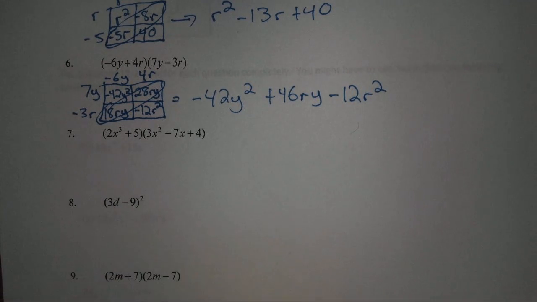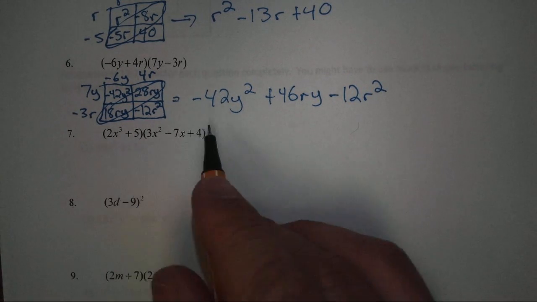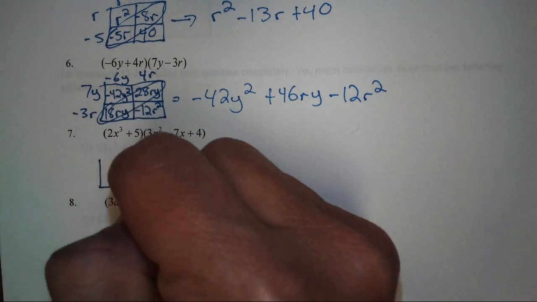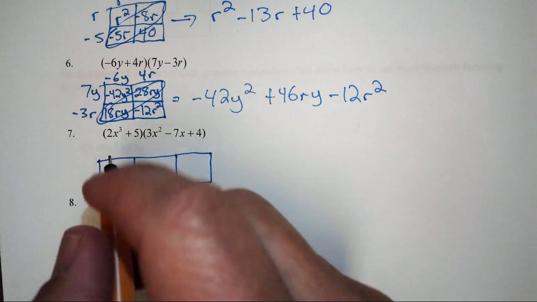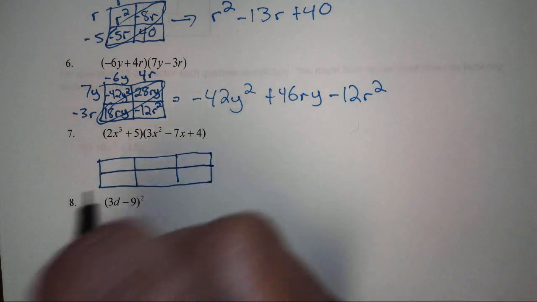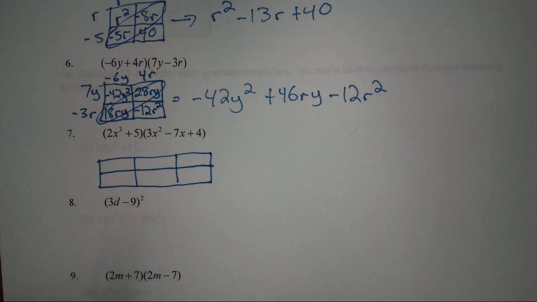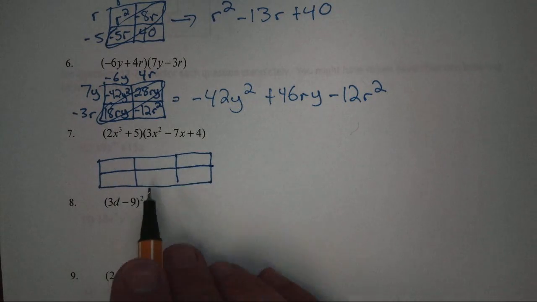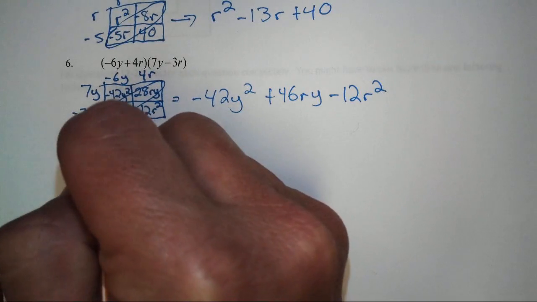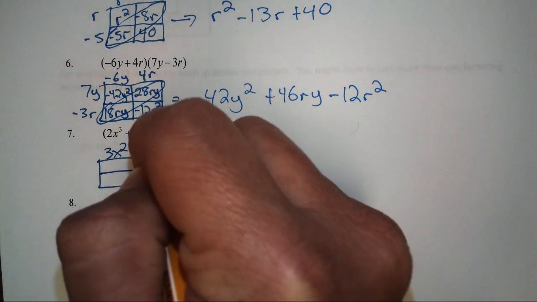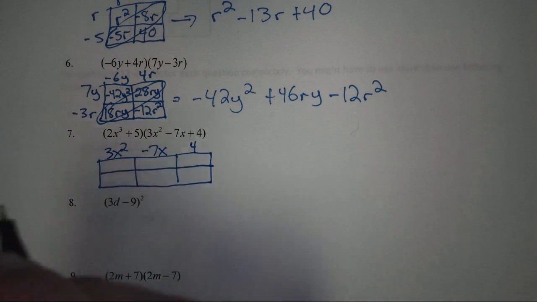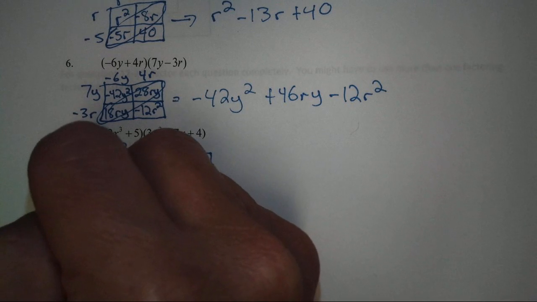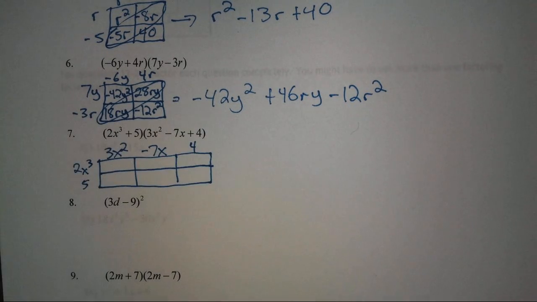Now we go to number 7. So here again, I'm going to multiply, so I'm going to use that box. This time, though, I've got 3 terms in one of my parentheses. So that means I've got to have either an extra column or an extra row. So I just decided on putting an extra column. So that's going to be a 3x squared. That's going to be a negative 7x, and that's going to be a 4. And then I'm going to have a 2x cubed and a 5 off to the side.